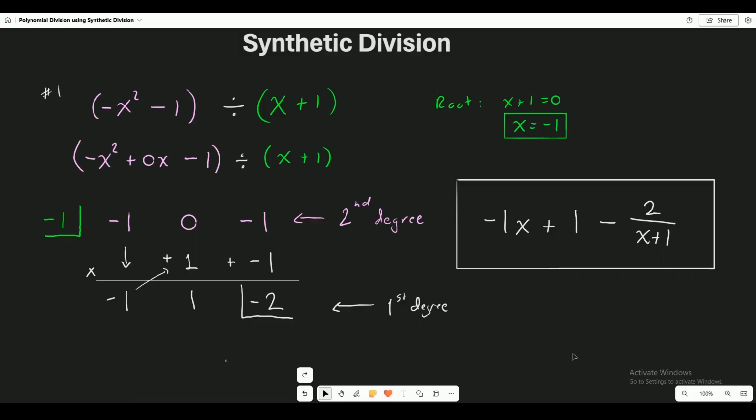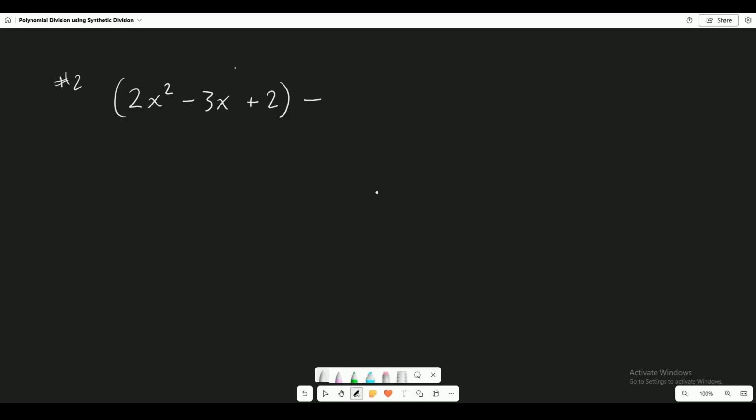Let's do another example. Okay? Again, we're doing synthetic division. So the next example I have for you guys is the following. Number 2. I have 2x squared minus 3x plus 2 divided by x plus 2.